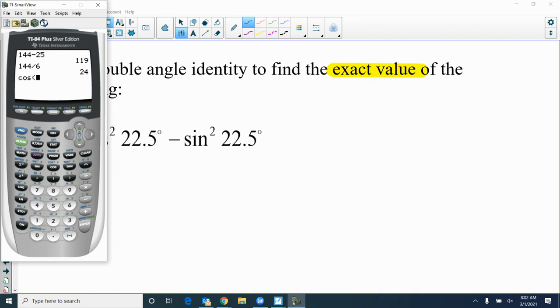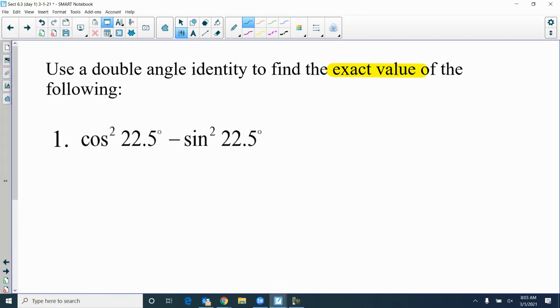Cosine, let me see here. It's a little bit harder to do the squared, so you almost have to do parentheses around it. You can't square this point here, you actually have to do this. Cosine 22.5 squared, okay, that'll give you that. Minus, I'm just seeing what's going to pop up, sine 22.5 squared. All right, so that's the decimal. That's obviously not what we want.